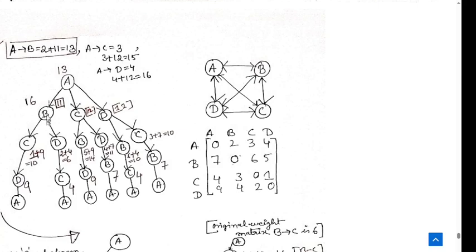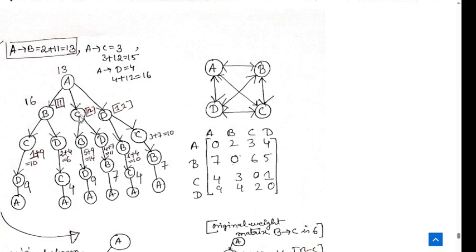B2C. Whereas B2D, which we have already calculated, D2C is 6 and B2D is given as 5. 6 plus 5 is 11. So out of 16 and 11, 11 is the minimum. So obviously, the salesperson will choose B2D, which is 11.